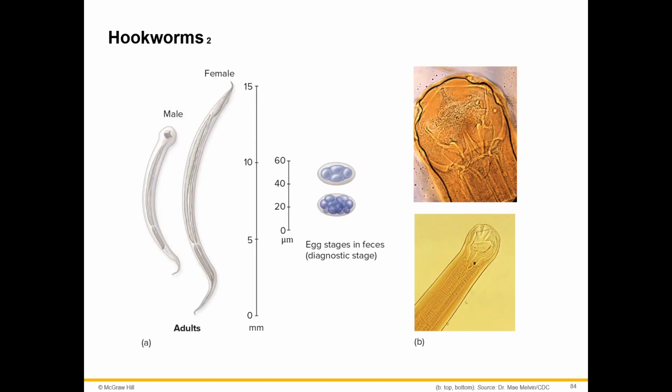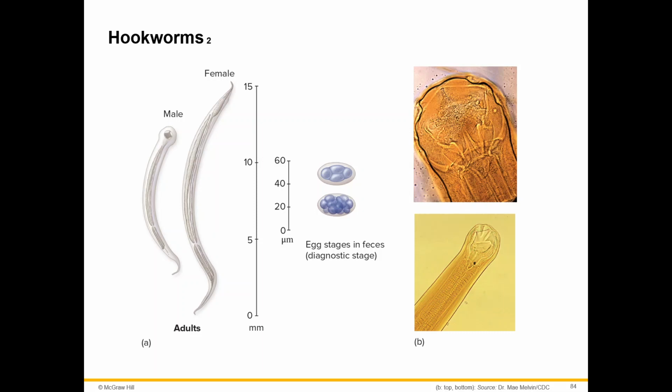Okay, this is what they look like. Females got to be nice, big, and chunky so they can carry eggs. And males are typically smaller. They've got the little hooks on them. Not to be confused with the Ascaris worms.